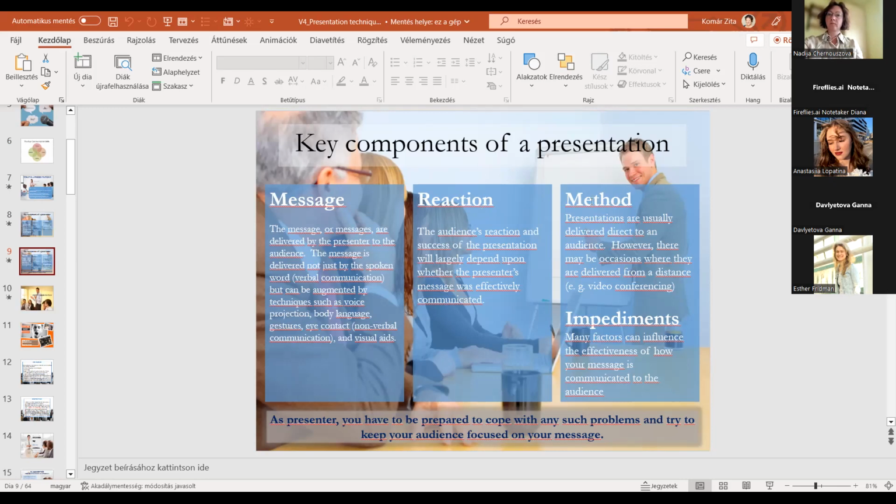And the method, like how you deliver your presentation, for example whether it's a video conference or not, is important, and also the impediments, other factors that have an influence on your presentation. For example, the technical parts, like whether you know how to use the technical things or not. I'm not really good with the technical parts, so I always prepare. And these are the factors I would say that you should make a checklist of before each and every presentation.